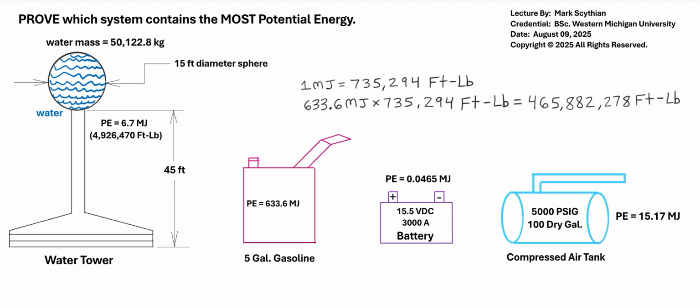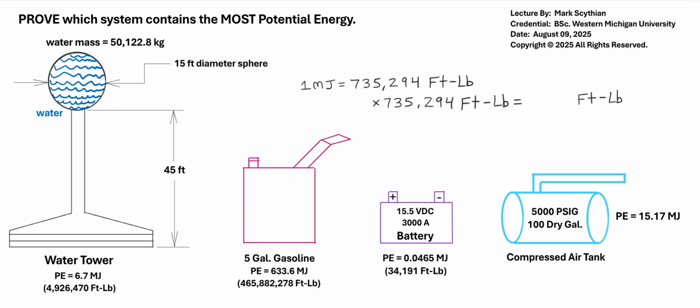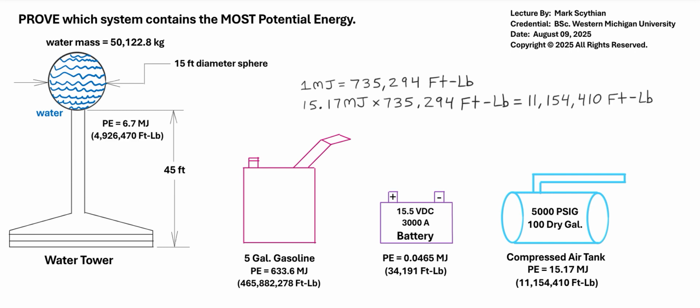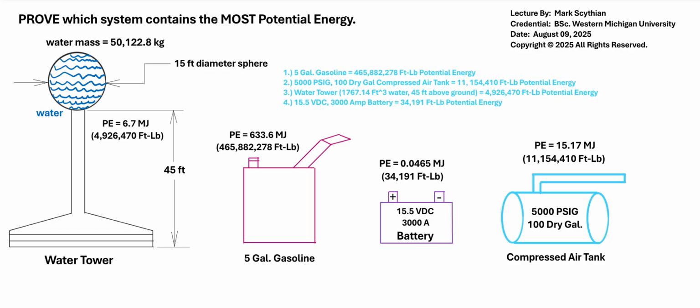For the 5 gallons of gasoline, we have 465,882,278 foot-pounds. The battery, 34,191 foot-pounds of potential energy, and then the compressed air tank has 11,154,410 foot-pounds of potential energy.